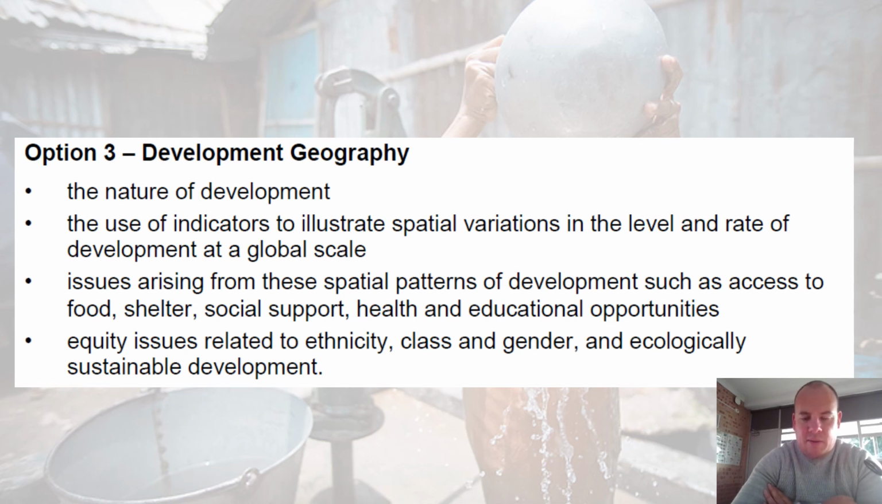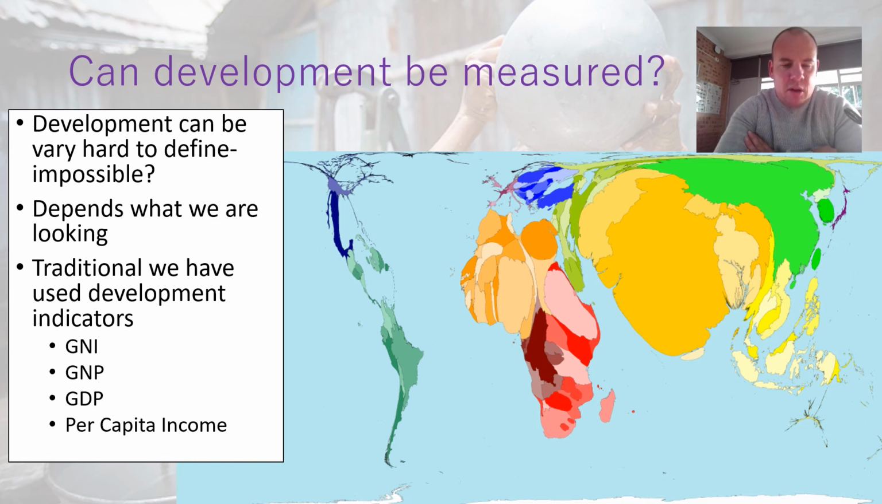Now obviously we're looking at development. Remember, development is the progression of a country based on a number of factors, and as we've already said, the spatial variations of development across the globe are very different, even within countries. So that's what we mean by level and rate of development. We've already explained what development is, and it's very hard to define. Is it even impossible? It really depends what we're looking at, and that's what we mean by measurement, measuring how developed a country is, or even a region.